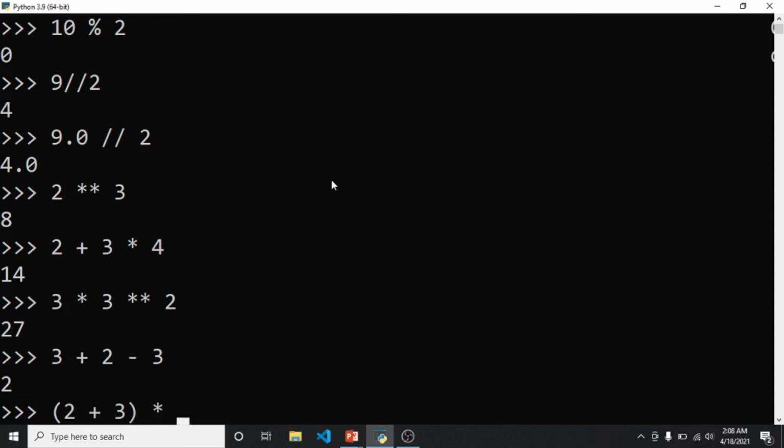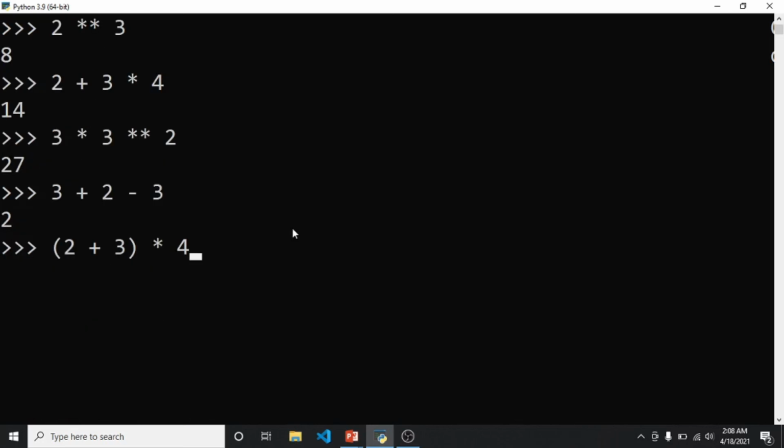Kasi yung parenthesis ang laging nauna. So, ang sagot na dito, mauna yung 2 plus 3. So, that will be 5 times 4. Ang sagot na is 20. Okay. So, hindi na 14 kagaya nung nauna dun sa taas.